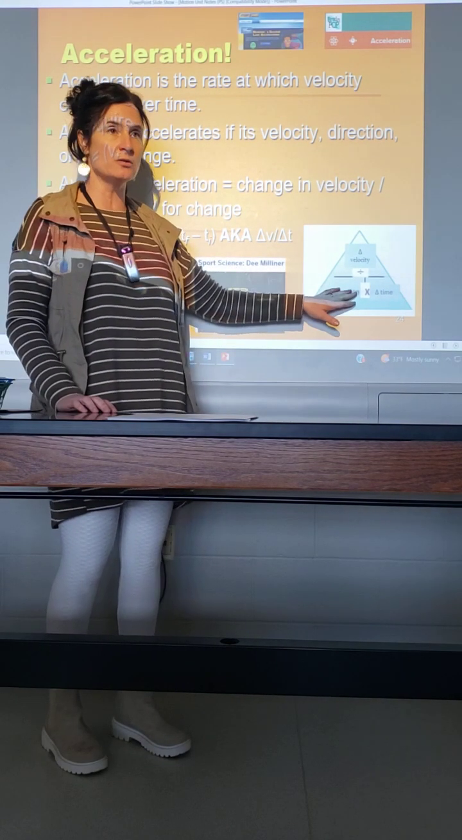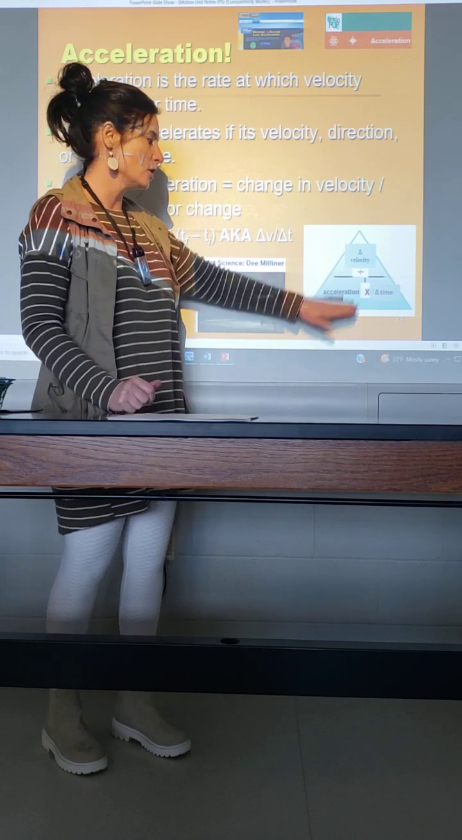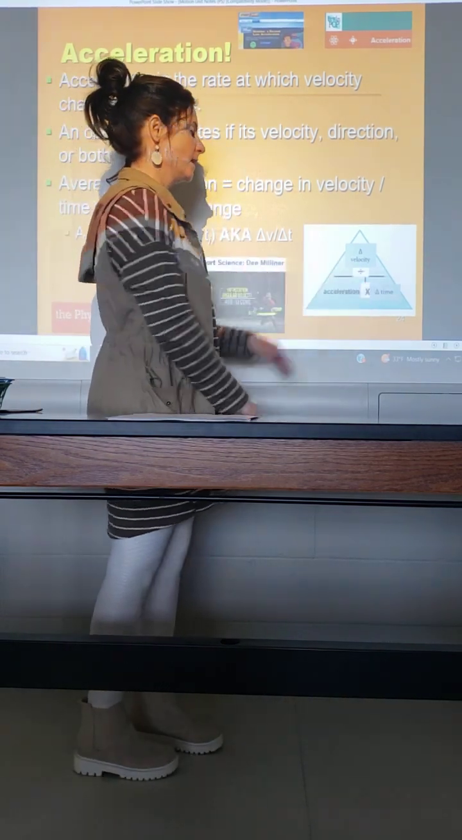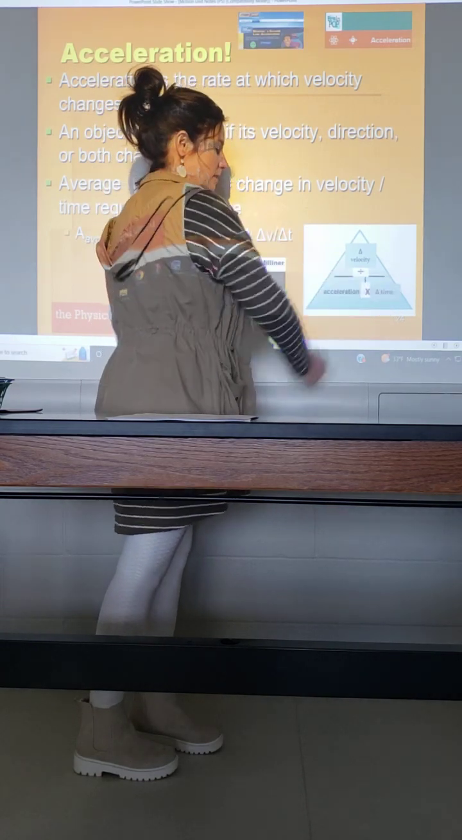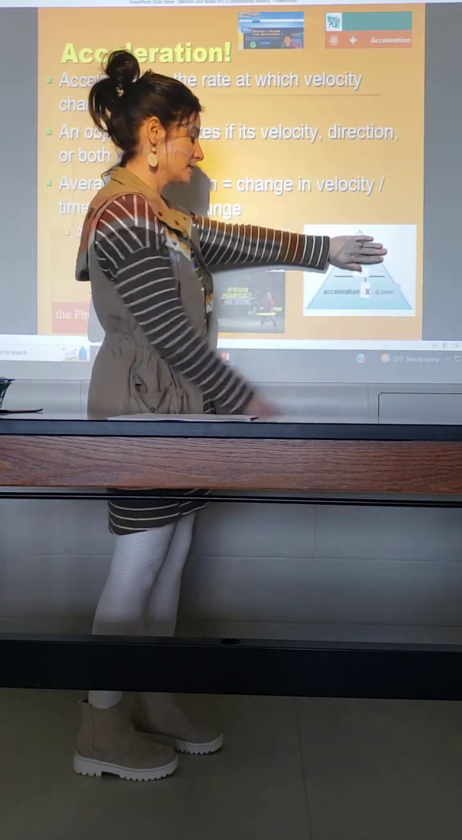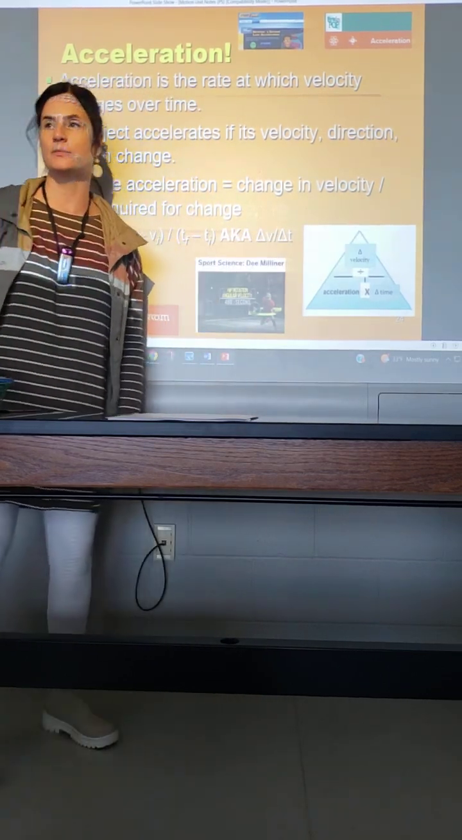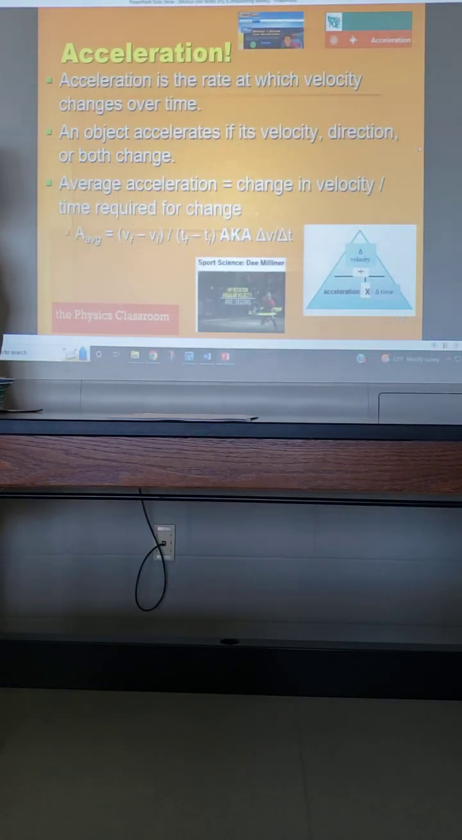We do have a triangle. It's set up just like our other triangles, where if I'm solving for acceleration, it's velocity divided by time. If I'm solving for time, velocity over acceleration. If I'm solving for velocity, it's the only one that uses the multiplication, where it's acceleration times time. And you guys are great at using those.